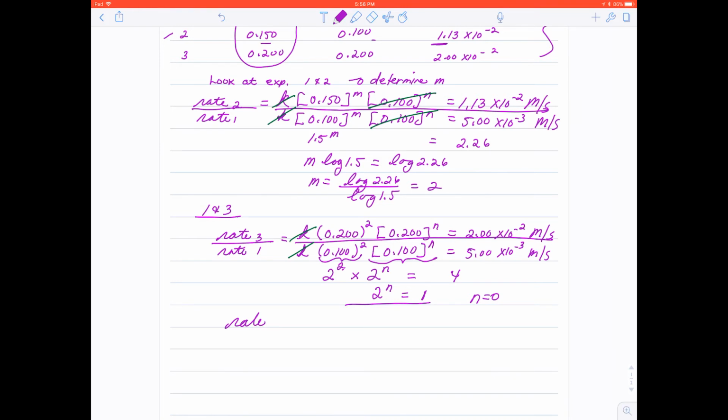So I can write my rate law as rate is equal to k, the concentration of nitrogen dioxide squared, concentration of carbon monoxide to the 0 power, and that is k times the concentration of NO2 to the 2nd power. So this is my rate law. Remember, anything to the 0 power is just 1.